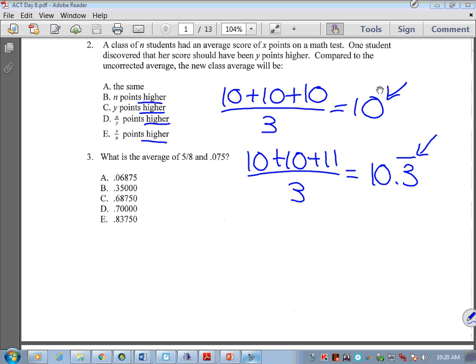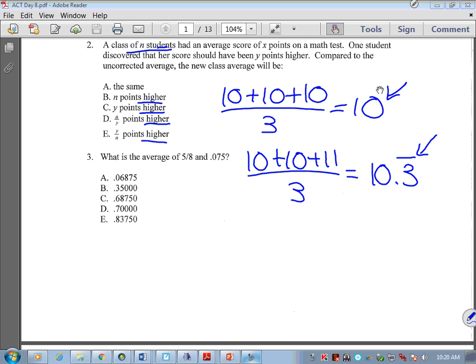So let's look at the choices and see what these different things mean. We've got n points higher. Well, n is the number of students, so it doesn't make sense to say the average is going to be the number of students higher. And y? Y is her individual score increase. Well, that would just be 1 point, meaning the class average would go up by 1 whole point. Does it go up by 1 whole point? No. So let's figure this out.